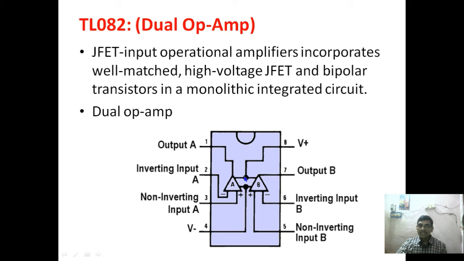Okay, so here the plus VCC was given to the 8th pin and minus VEE is given to the 4th pin only. Here A is one operational amplifier and B is the other operational amplifier. The TL082 is a dual operational amplifier. JFET is used as the input differential amplifier stage. We use the JFETs, and it is a monolithic IC designed by Texas Instruments.